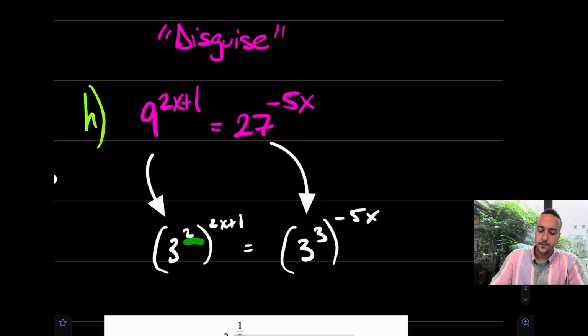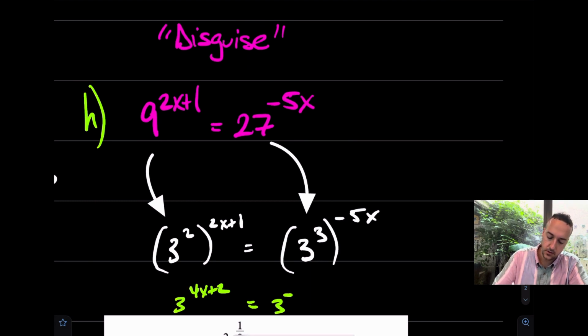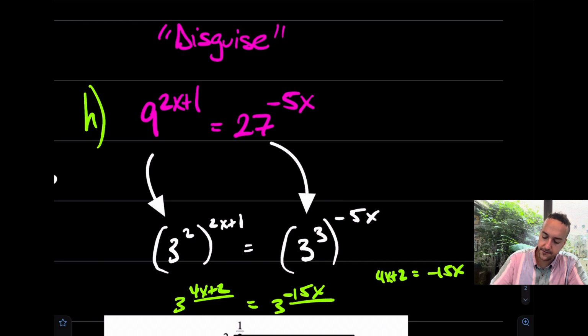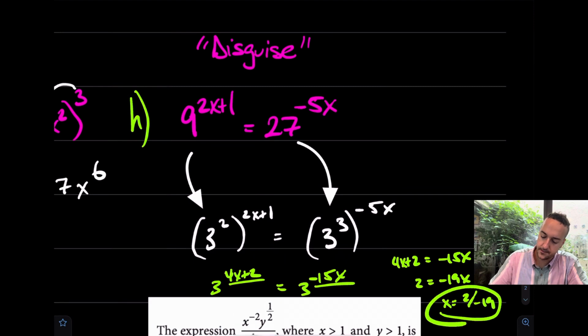Okay, well now what? Well, now you can understand that we have power of a power, power of a power. So those are just going to multiply. Really, I have 3 to the 4x plus 2 equals 3 to the negative 15x. And at this point, you can understand that 3 to the this equals 3 to the that. You can just set them equal to each other. 4x plus 2 equals negative 15x. When you go to solve this, it's not too bad. You have 2 equals negative 19x. X equals 2 over negative 19.